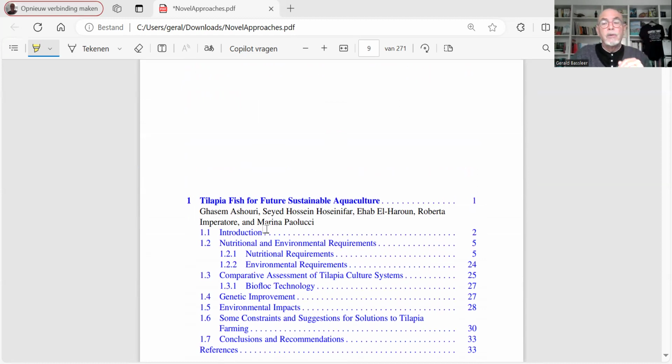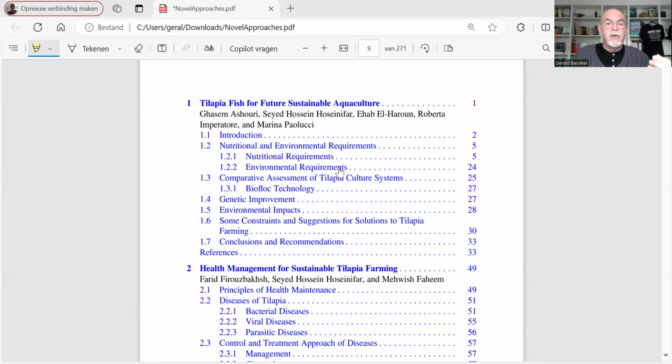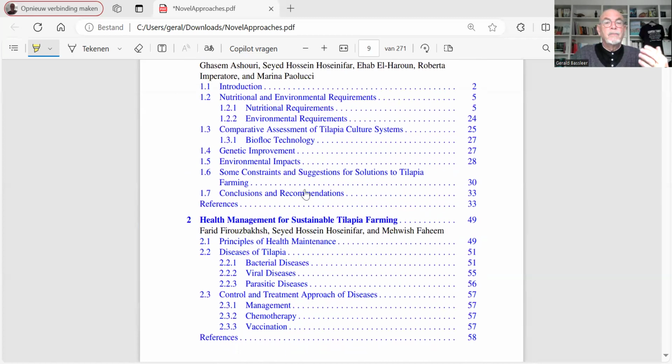It is very helpful. There are many references in each chapter which can help you, not only in tilapia farming but in fish farming in general. It talks about the tilapia fish for the future in sustainable aquaculture. Well, it's about nutritional and environmental requirements, the culture systems, the genetic improvement, the environmental impacts, and some constraints and suggestions for solutions to tilapia farming. Interesting when you particularly deal with this subject.